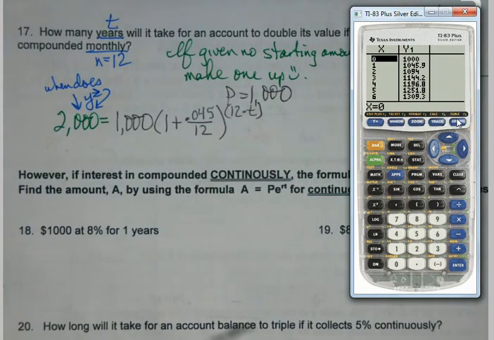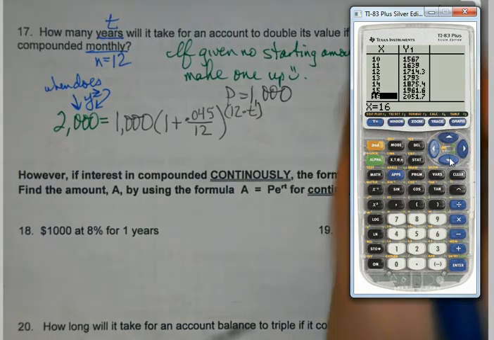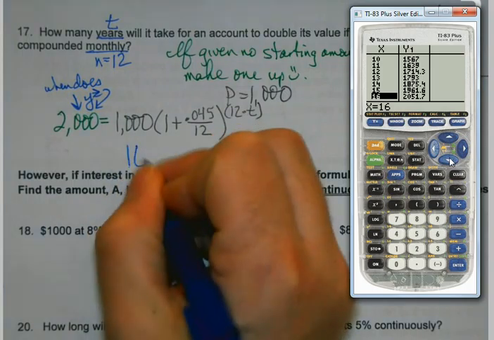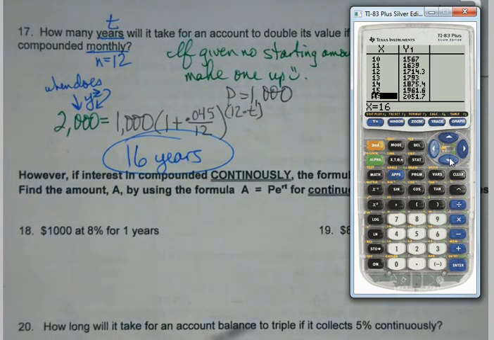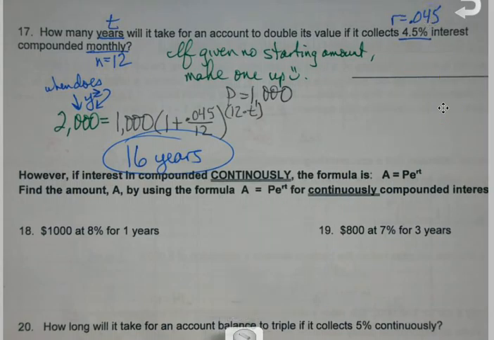So I look at my chart, and I start scrolling down, started with my 1,000. And when that y column goes over 2,000, it's going to take 16 years for that account to double. Okay. So there are some twists to what I can use this formula for. So I just got to read in, see what information I have, and kind of build it.